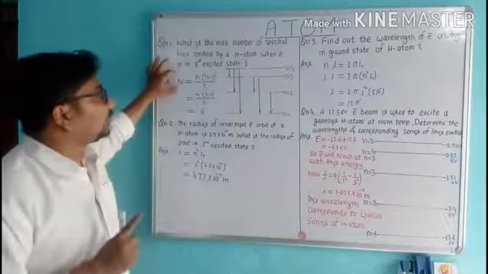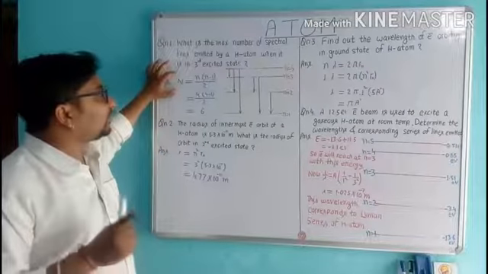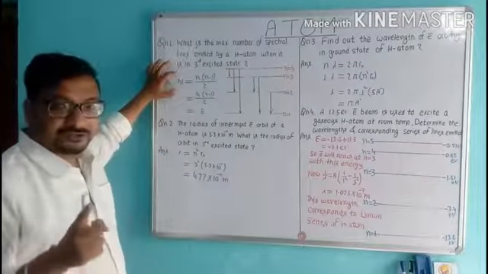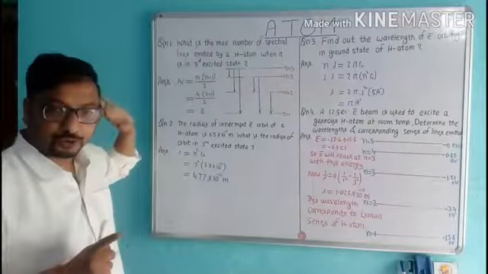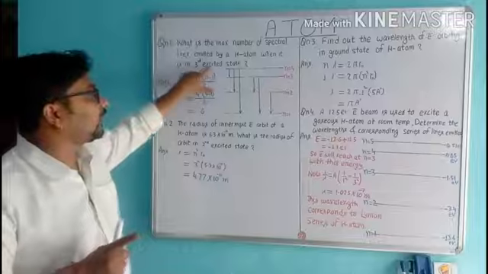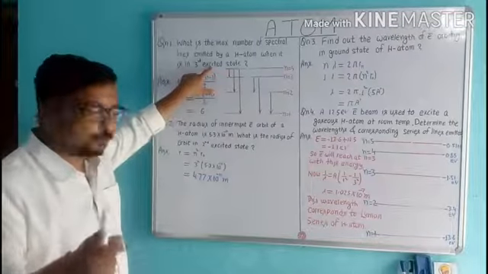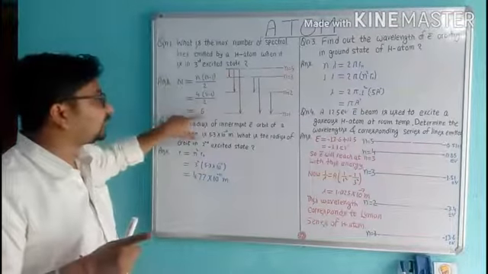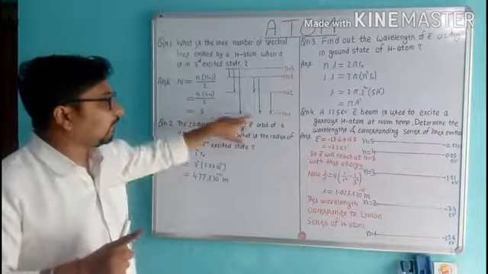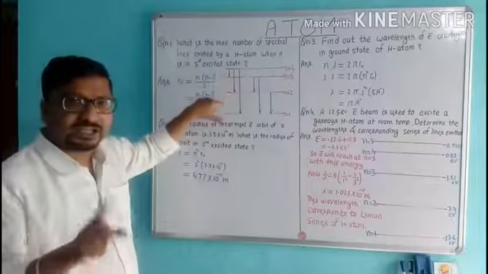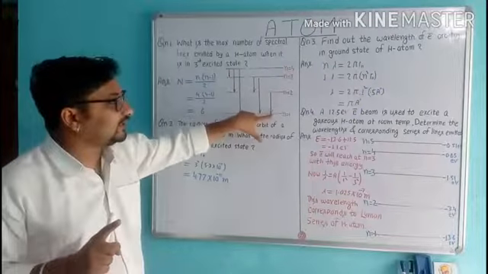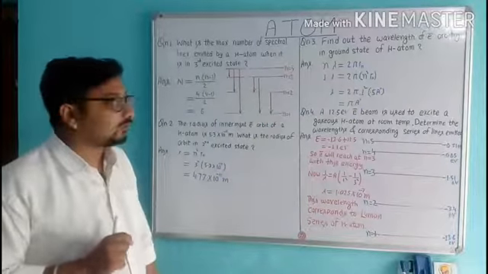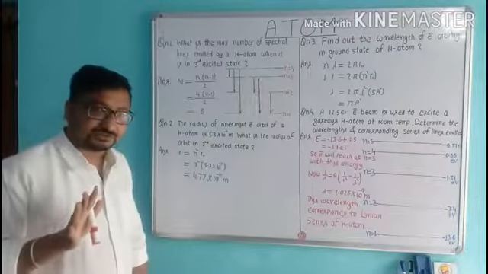Now to find out the maximum number of spectral lines emitted by a hydrogen atom, we use this formula: N is equal to n into (n minus 1) upon 2. Since we are talking about the third excited state, n is equal to 4, then after putting the value we get N is equal to 6. From the graph you can clearly see 1, 2, 3, 4, 5 and 6 transitions. Okay, there are 6 transitions.